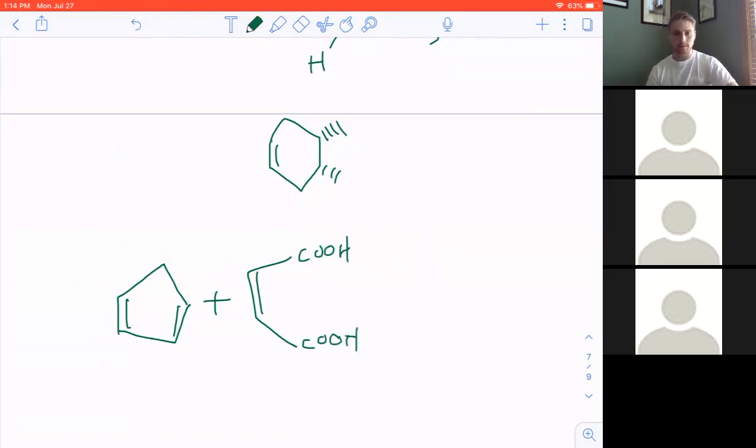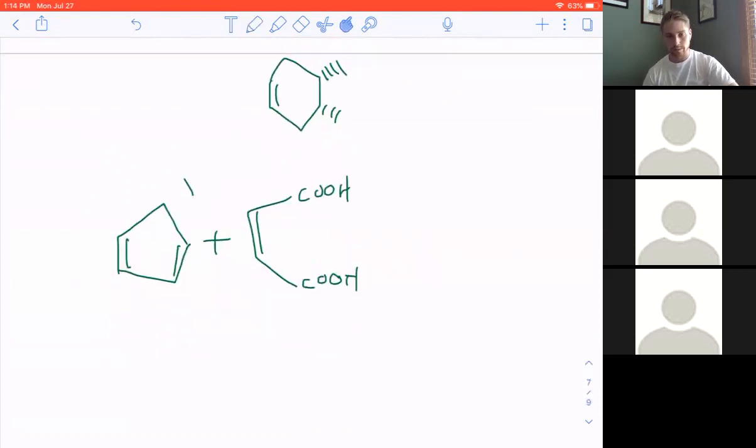So you have those two things. Basically what's going to happen is whenever your diene is a cycle, remember, you're going to form a bridge. So what this will end up looking like, if you position it, I'm just going to rotate this in space. So this will be the diene. This is the dienophile.